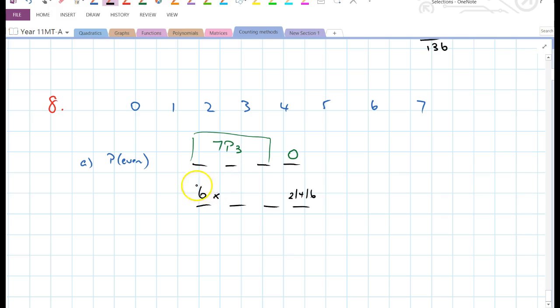Once I've not led with a 0 there, the 0 comes back into play for the second spot. So I've still got 6 spots available. 5 for this one, and 3 for the last spot, 2, 4, or 6.